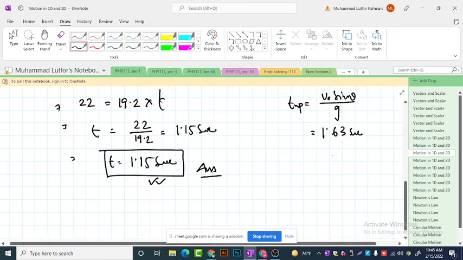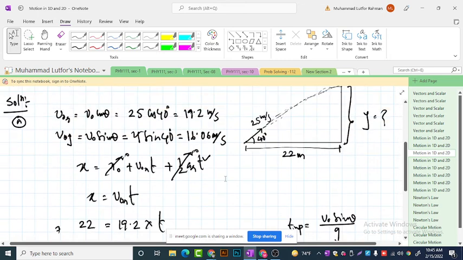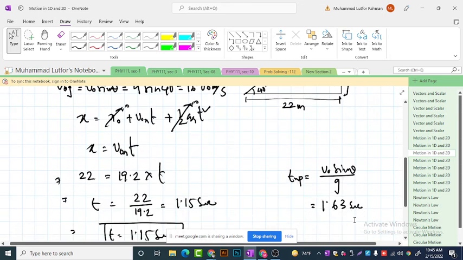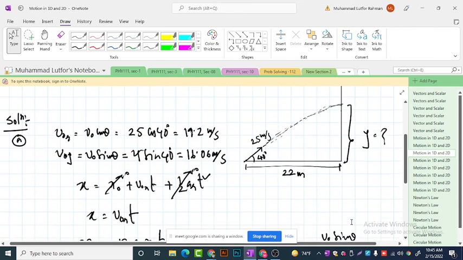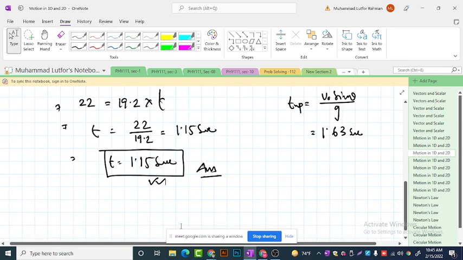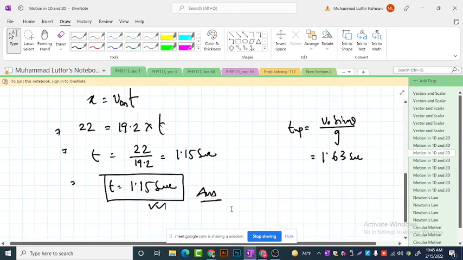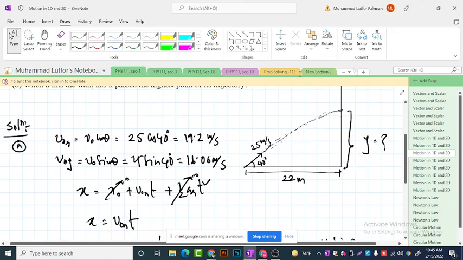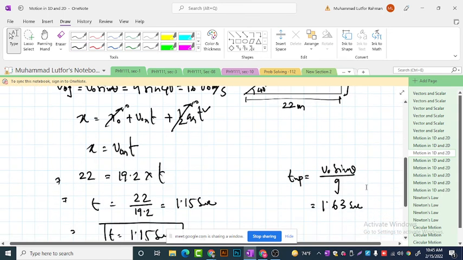Because with that velocity and angle, it takes 1.63 seconds to reach maximum height, but it strikes the wall at 1.15 seconds. So before reaching its maximum height, if the wall were not present, it would go a little bit further and that would be its maximum height. That's how I am showing you, so you don't have to check that one. You can use this equation directly.